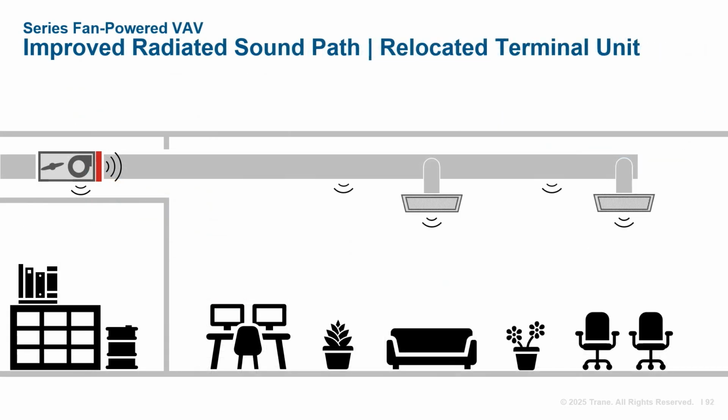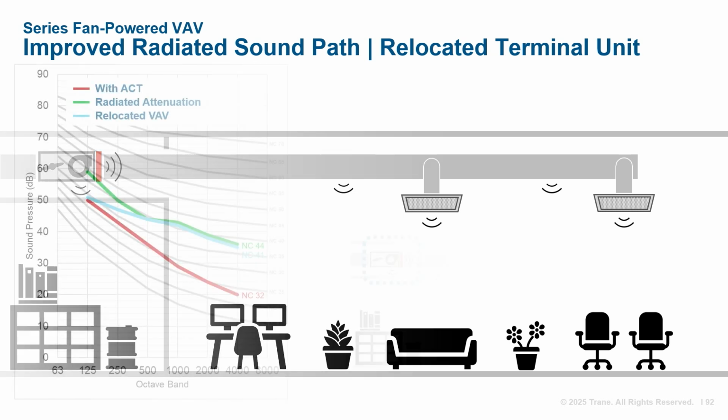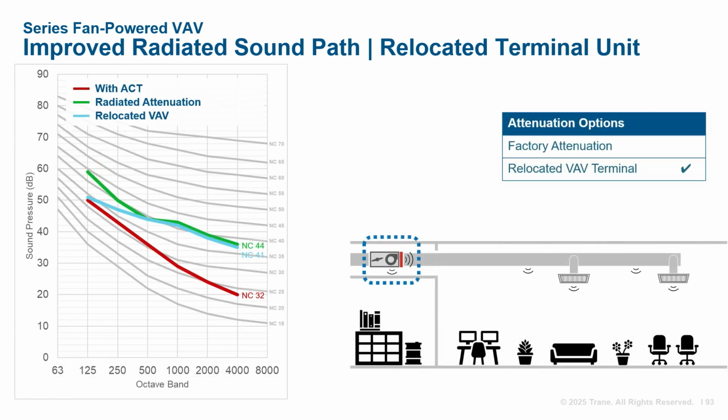Another option might be to relocate the VAV over a non-critical space, which also includes a ceiling plenum and acoustical ceiling tiles. Now, the radiated sound will be better contained to the ceiling plenum of this adjacent space. There still is an opening in the wall allowing air to flow from the occupied space to the non-critical space plenum. Viewing the NC chart, we can see that relocating the terminal unit helps, as shown in light blue. Now, the space sound pressure is at NC41.